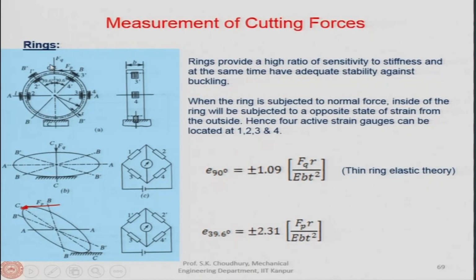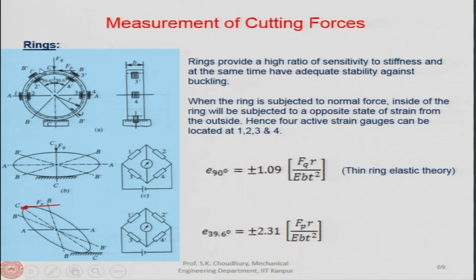This is the normal force, or the thrust force, as I said, and E is the modulus of the material of the ring. B and T: B is the width and T is the thickness of the ring, and R is the distance from the center to the pitch circle. The pitch circle is the mean circle. This R is half of the diameter of the ring, and that diameter is neither outer nor inner, it is up to the pitch circle. That is how the thin ring elastic theory suggests.